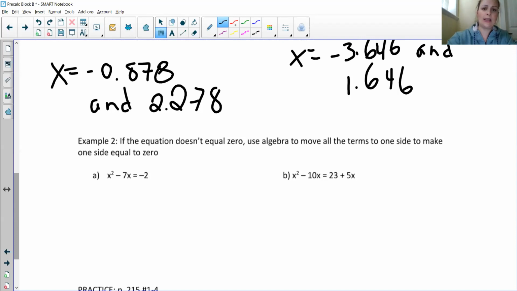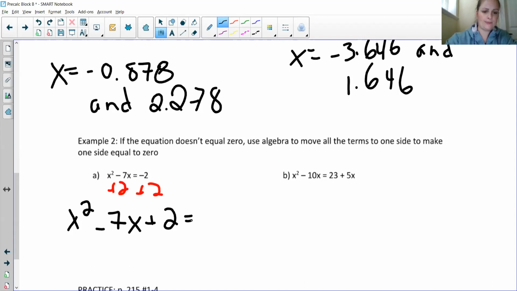Okay, so for this one here, you're just going to add 2 to both sides. And you're going to rewrite it out using your term with the biggest degree for the variable first. And then there you go. Now, if you can factor that, you would factor that, but you're not going to find two numbers that multiply to 2 and add to -7.